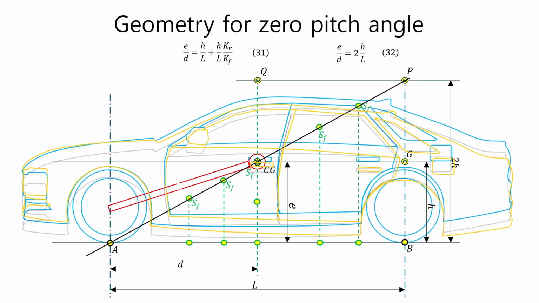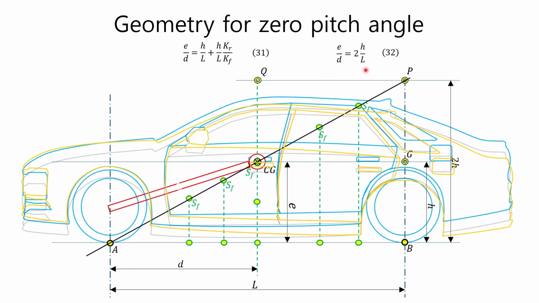In the case of a front-wheel drive solid axle, let's look at the geometry needed to make the pitch angle zero, using a figure shown here. From the condition expressed in equation 31 obtained above, the geometry needed to make the pitch angle zero can be expressed as shown in the figure. For the sake of simplicity, let's use equation 32, which assumes that the front wheel rate Kf and the rear wheel rate Kr are equal.